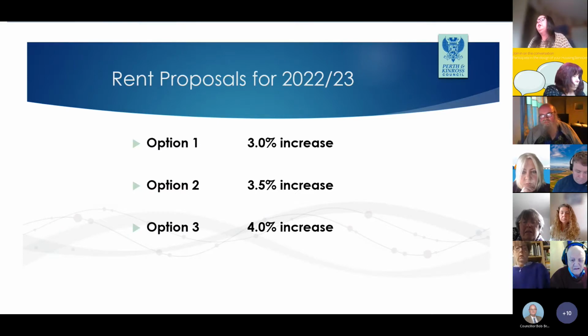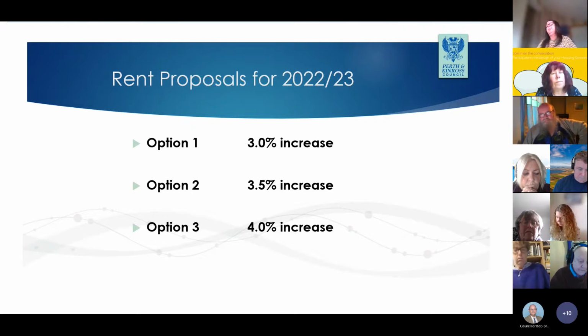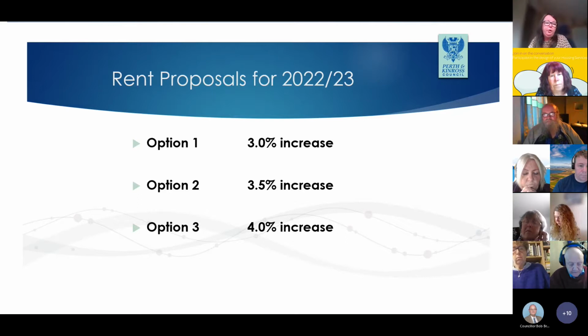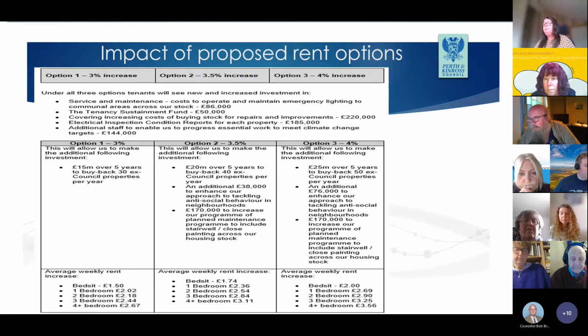So what are the three rent option proposals? Again, we outlined these at the high level on this slide in the pre-conference presentation. We have three proposals for you today. Option 1 is a 3% increase, option 2 a 3.5% increase, and option 3 a 4% increase. But what we want to do today is take you through what that means in terms of service delivery for you as tenants, and also investment in your home. Go to the next slide, please.